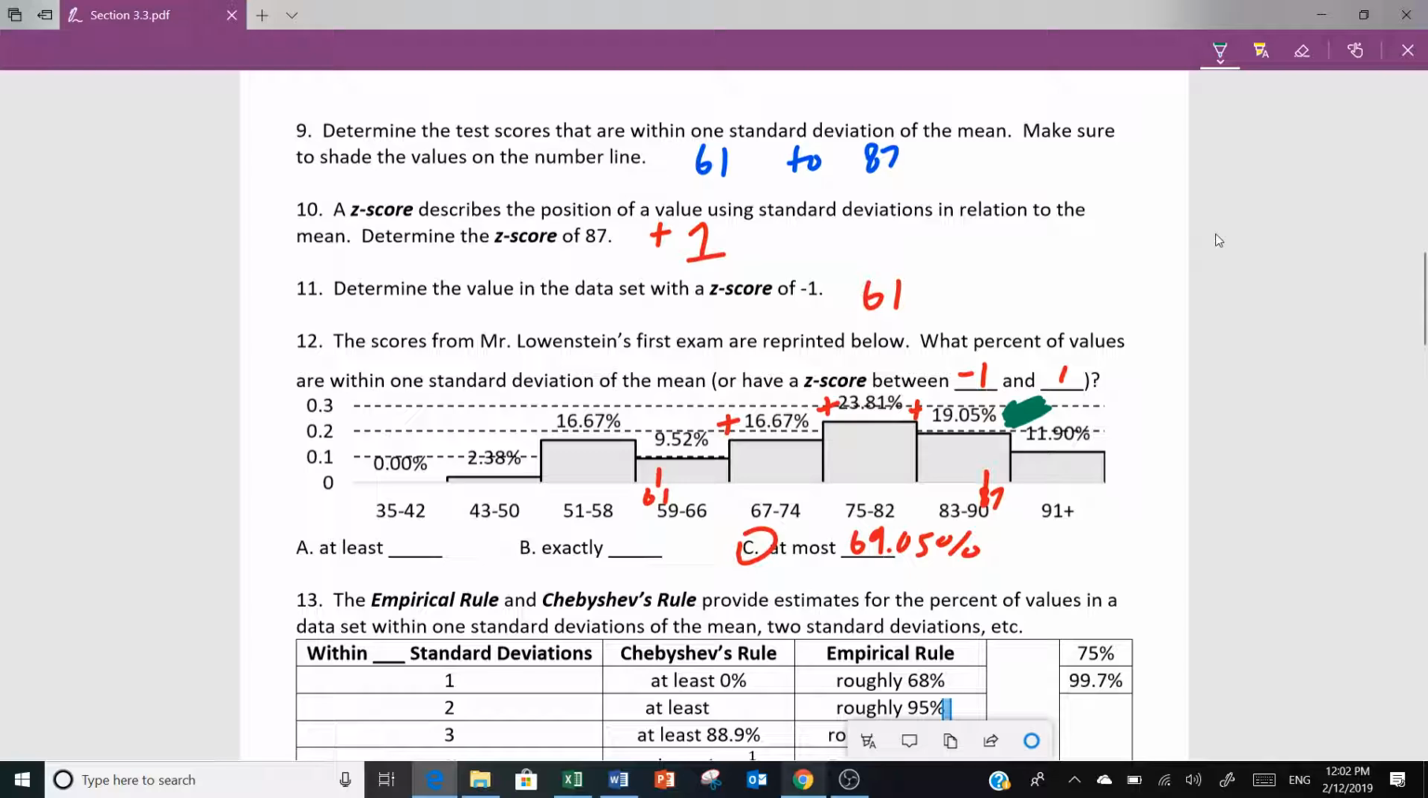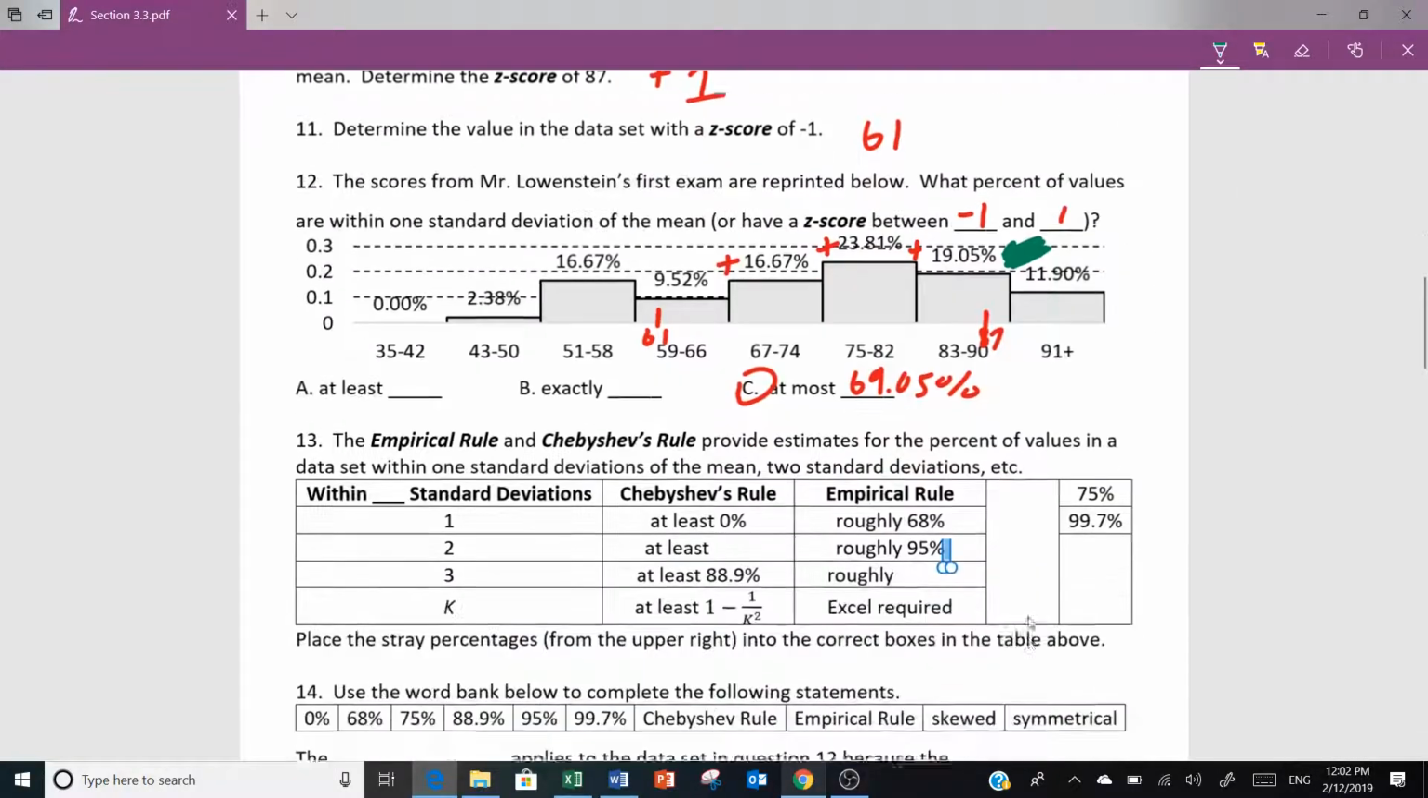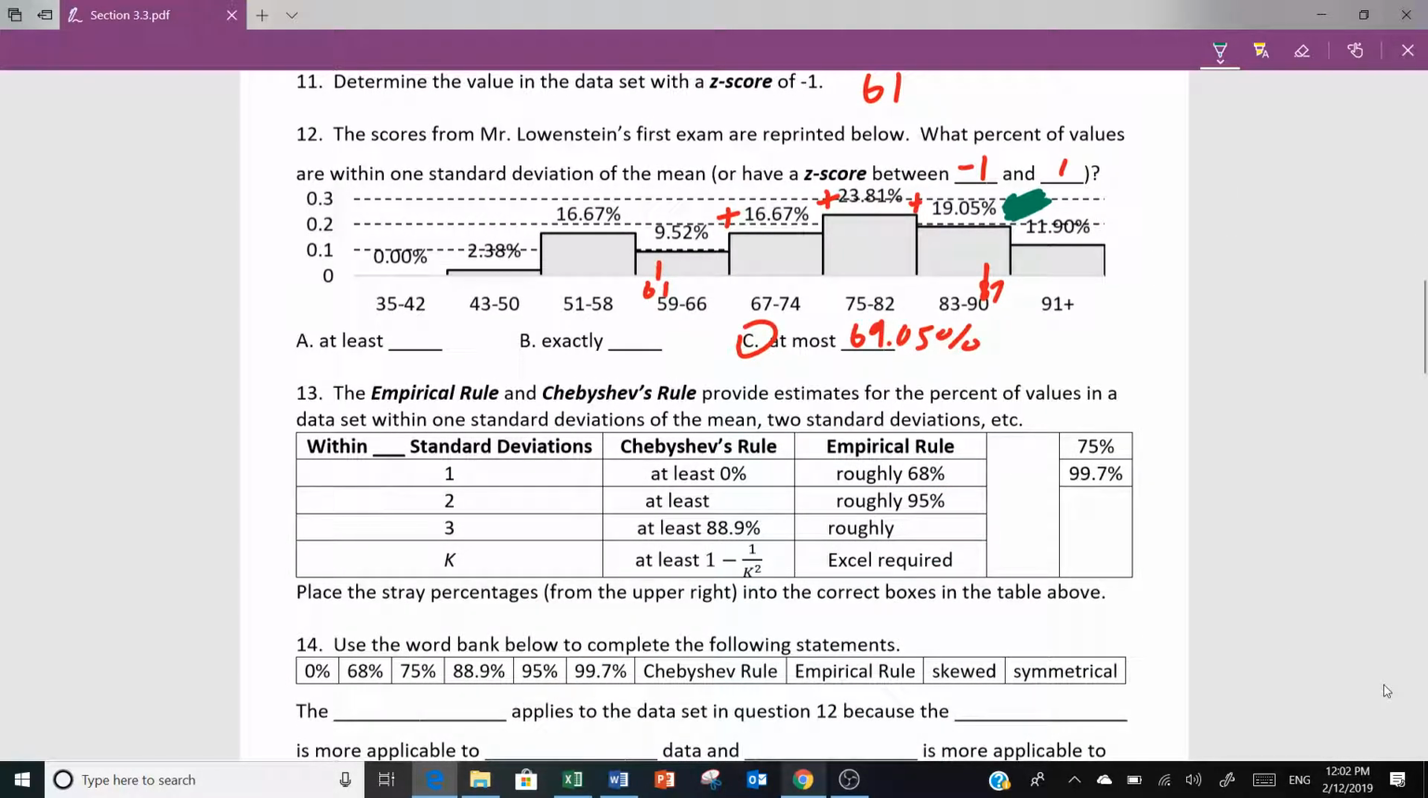Now, for the first part of this, we're simply going to take our 2 stray values, 75% and 99.7, and put them in the missing boxes here. We see that it's going up, because as you go within more standard deviations, you're covering more data. So the number should be going up. So in groups, should this be 75 or 99.7? The same thing with this one.